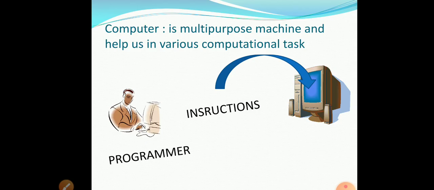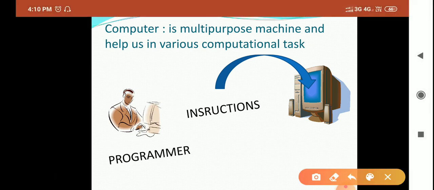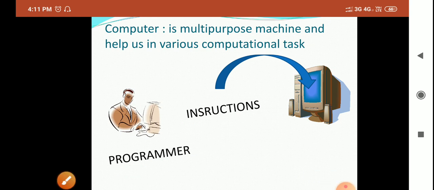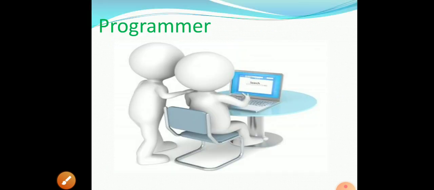Now, computer. A computer is a multi-purpose machine that helps us in various computational work. But how? As we know, a computer is a machine, which is a non-living thing. So the programmer gives the command, and as per the command or the instruction, the computer works. The person who gives the command or makes the program is known as a programmer.